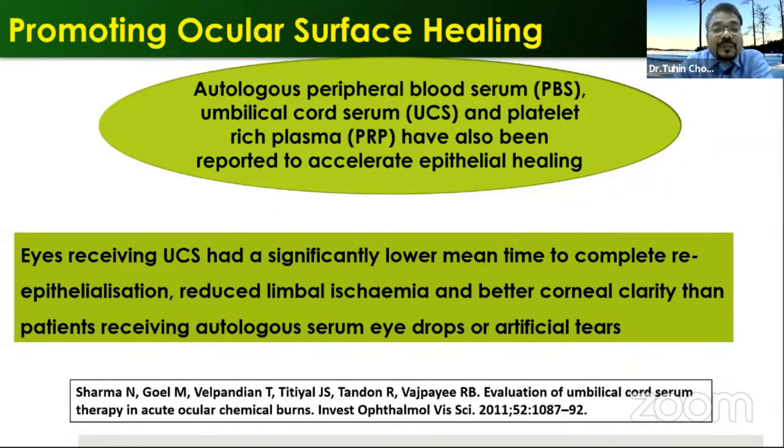So we have to promote ocular surface healing. We can use autologous peripheral blood serum, and umbilical cord serum and platelet-rich plasma have also been reported to accelerate epithelial healing. In a double-blind prospective randomized control trial of patients with acute ocular burns of varying severity, eyes receiving umbilical cord serum had a significantly lower mean time of complete epithelialization, reduced limbal ischemia, and better corneal clarity than patients receiving autologous serum 20% eye drops or artificial tears. So in that study, it has been found that umbilical cord serum is quite helpful.